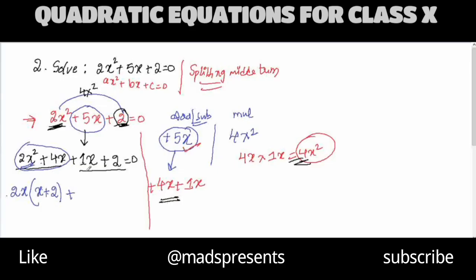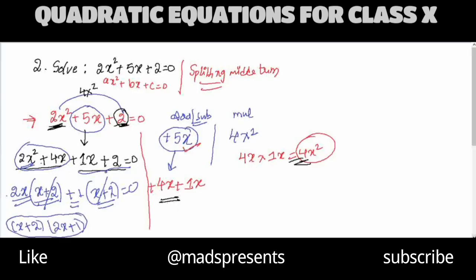Then what can you take from this? I can take only 1 as common. It will become x plus 2 equal to 0. So 1 into x is 1x, 1 into 2 is 2. Now simply write what is there in the bracket. Just write x plus 2. Then after taking x plus 2 as common, what is left here? 2x, and here plus 1. Just write down 2x plus 1. So these are your factors.